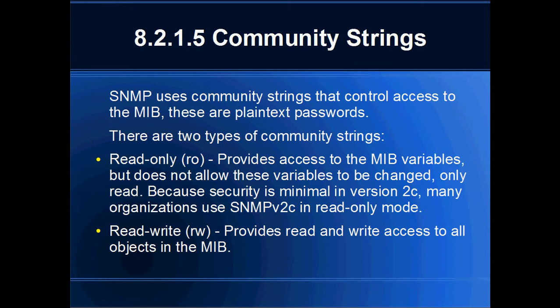The community strings. SNMP uses community strings that control access to the MIB. These are plain text passwords. There are two types of community strings: read-only, which provides access to the MIB variables but does not allow these variables to be changed, only read. Because security is minimal in version 2c, many organizations use SNMP version 2c in read-only mode. Read-write mode provides read and write access to all objects in the MIB.